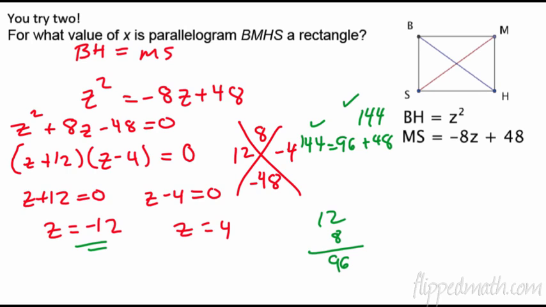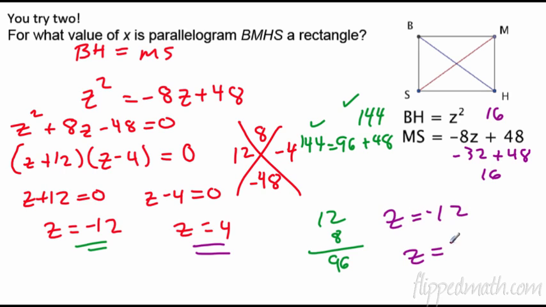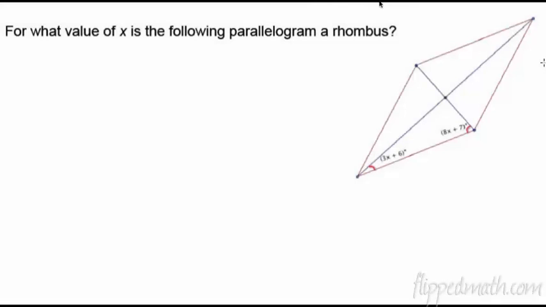If we plug in 4, you get 4 squared, and 4 squared is 16. And over here on the right, we plug a 4 in, we get negative 32 plus 48, which is also 16. So we're good. Both of these answers are sufficient. You have to put them both: z equals negative 12 and z equals 4. They both work out.